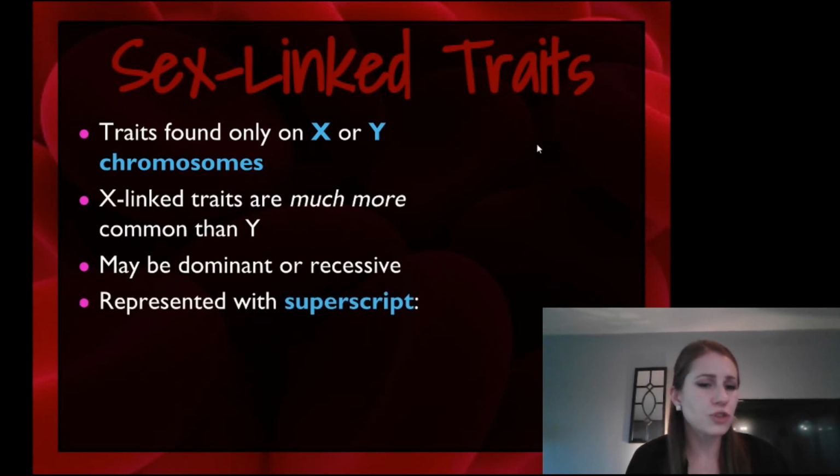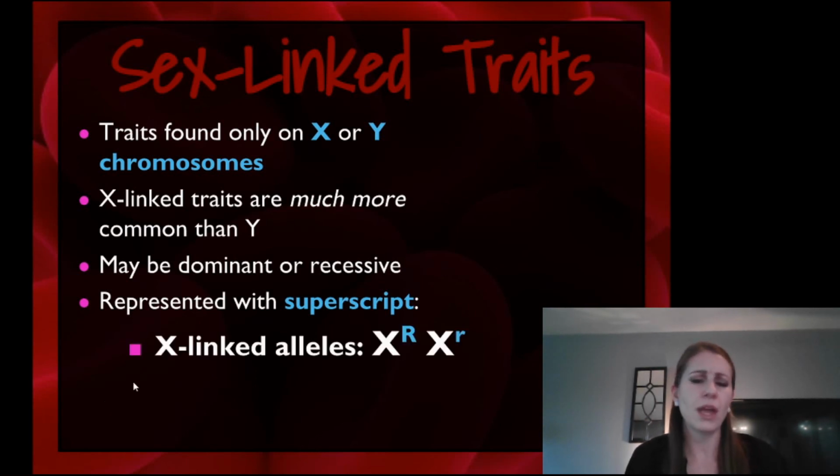And they are usually, and I always represent them this way, with a superscript. So you'll have the X there, and then up above it, you'll have like a capital N or a lowercase n. And in this case, we have it shown like this: X big R, X little r. Now, if you have a Y chromosome and it's an X-linked trait, you will have nothing next to the Y. That's the key thing to remember, is that whatever it's linked to, that's where the allele will be.